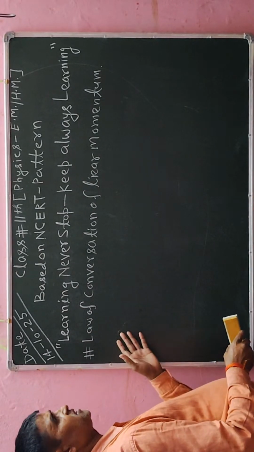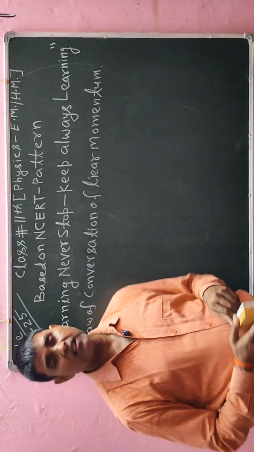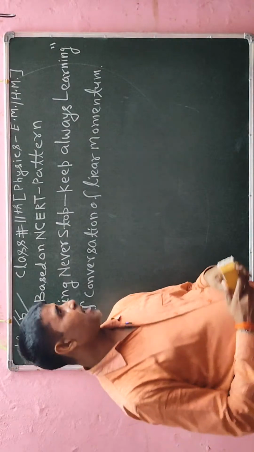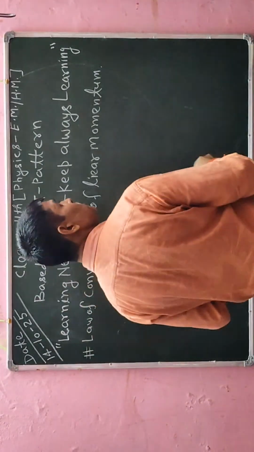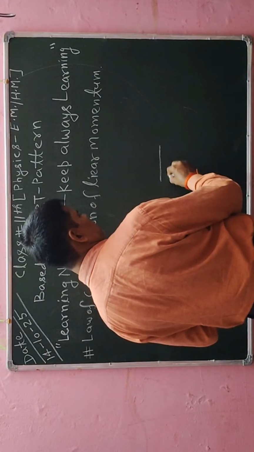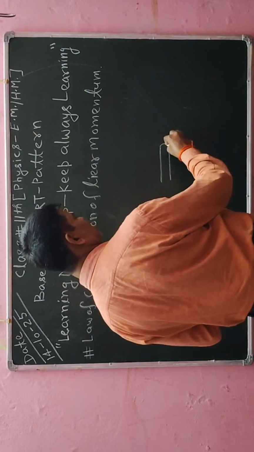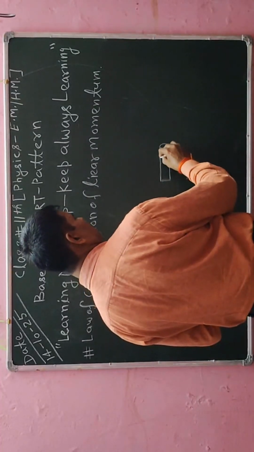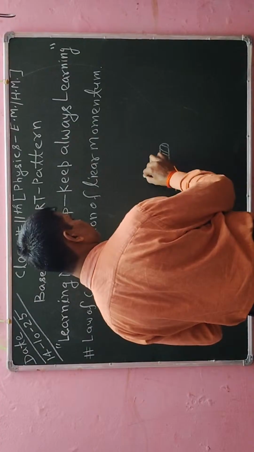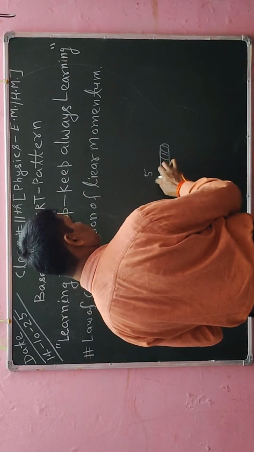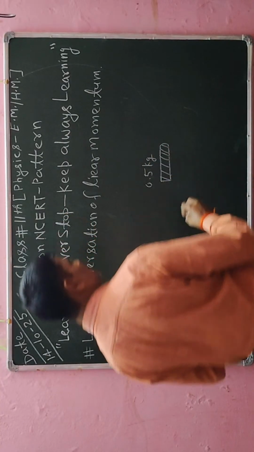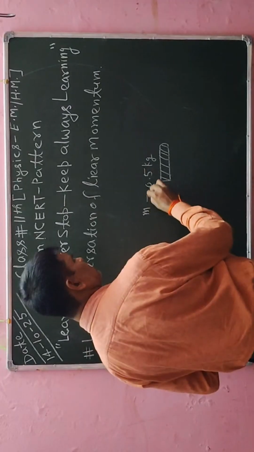So this concept I will use in one numerical, and that numerical I am going to explain. First of all I will draw its diagram, and then I will write its question. Now, suppose that this is an object and this object has mass 0.5 kg. Now I will say this is the mass m.